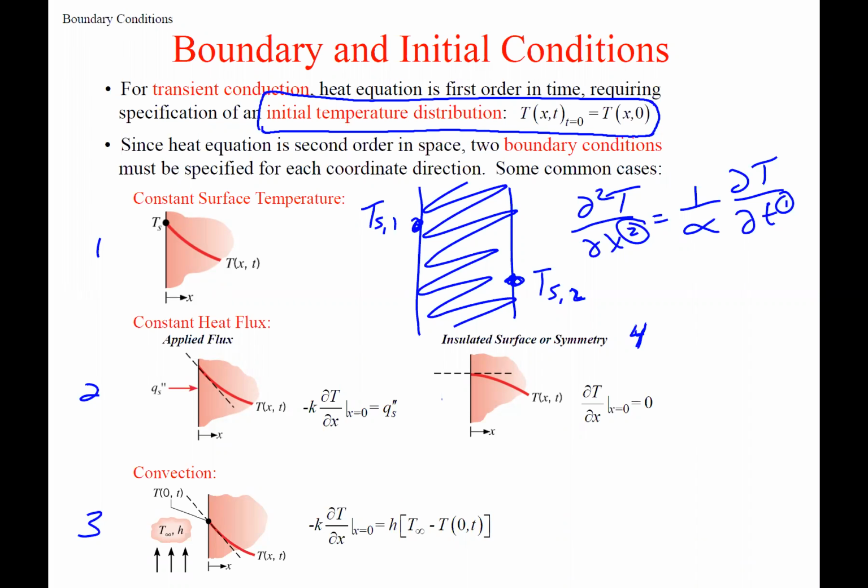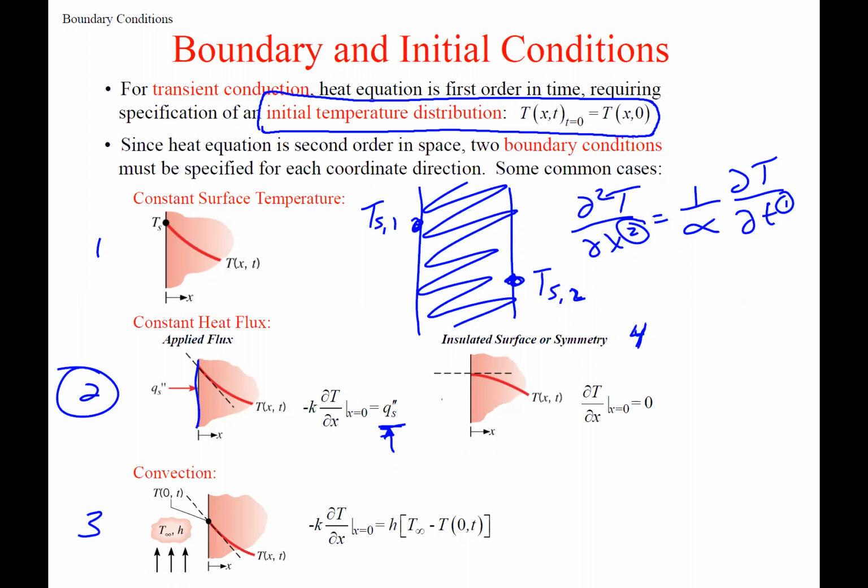All right, so that's the first type of boundary condition we have, constant surface temperature. We have a different one, number 2, constant heat flux. So if we look at Fourier's law on this left boundary, at x equals 0, if it's constant heat flux, this term is constant. It's not changing, no matter the time, 1 second, 100 seconds, whatever it is, that is staying fixed.